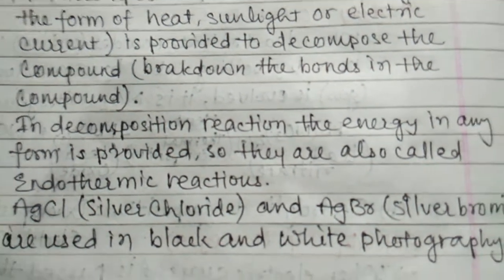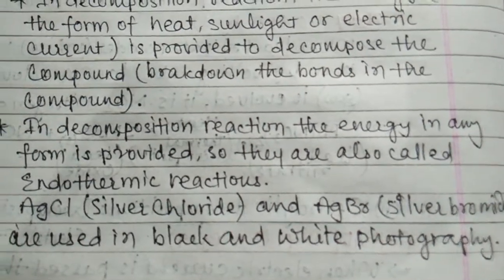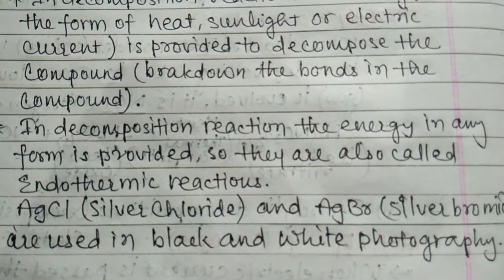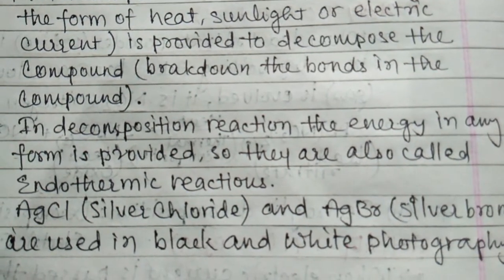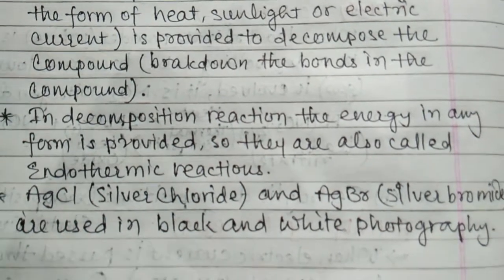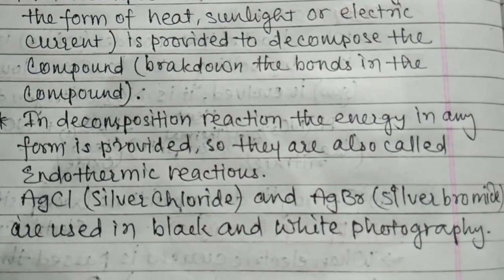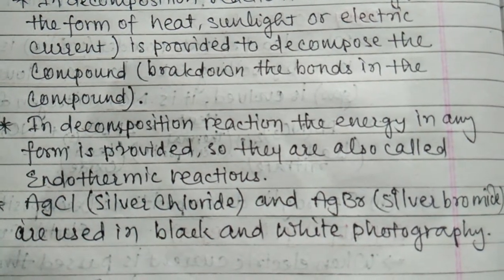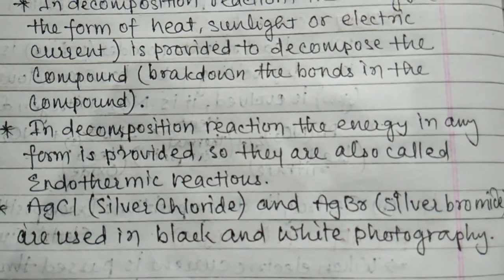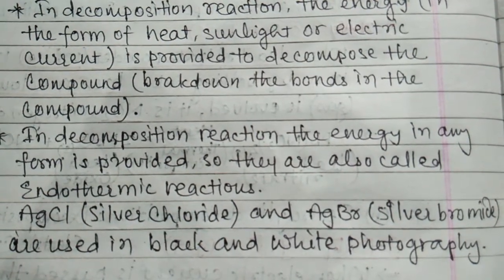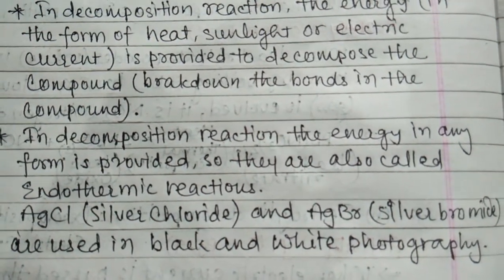Silver chloride and silver bromide are used in black and white photography. In ancient days, black and white photography took place. In this black and white photography, silver bromide or silver chloride is used widely. Nowadays it is not used.